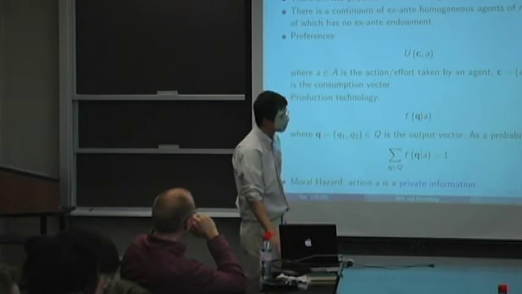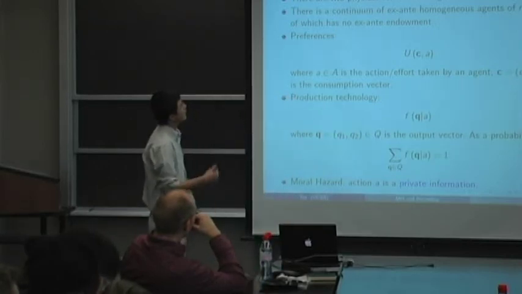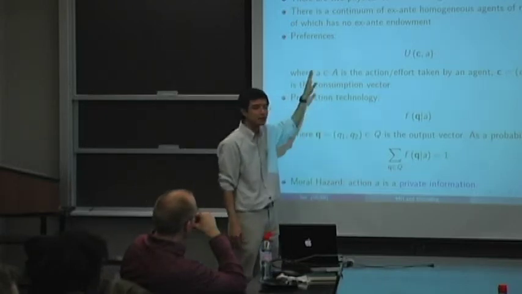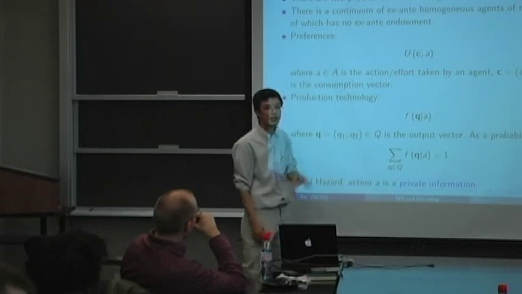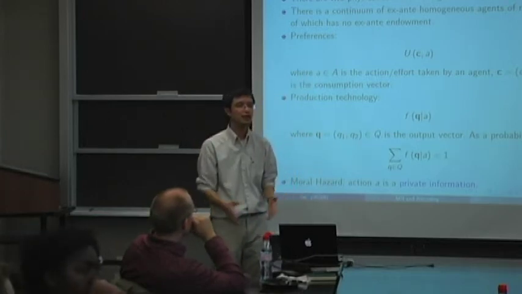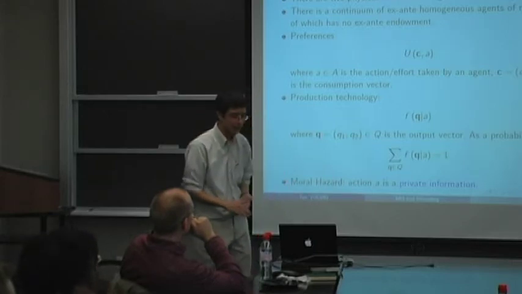And now we assume two goods. You can assume more. And we assume that there's a continuum of ex ante homogeneous agents. So here, just to make things simple, they assume that everybody looks alike ex ante. When the economy starts, everybody just looks the same. Okay, have the same ability, everything is the same.